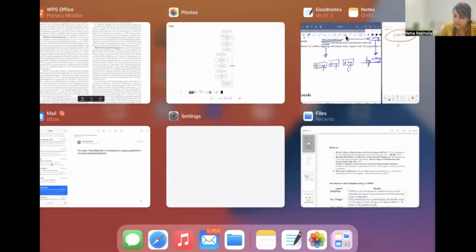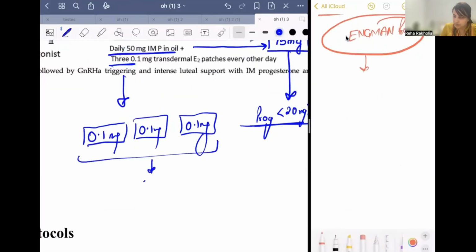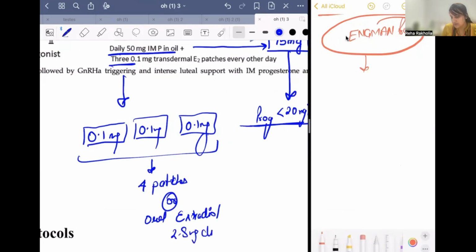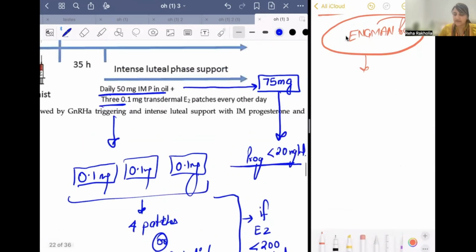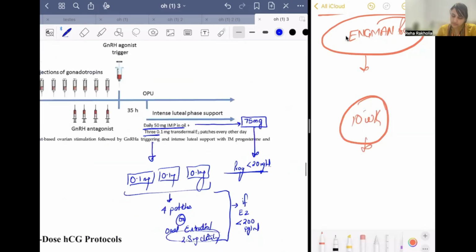Increasing to 4 patches, or adding oral estradiol daily if estradiol level falls to less than 200 picogram per ml. This will continue till 10 weeks to ensure adequate hormone support.